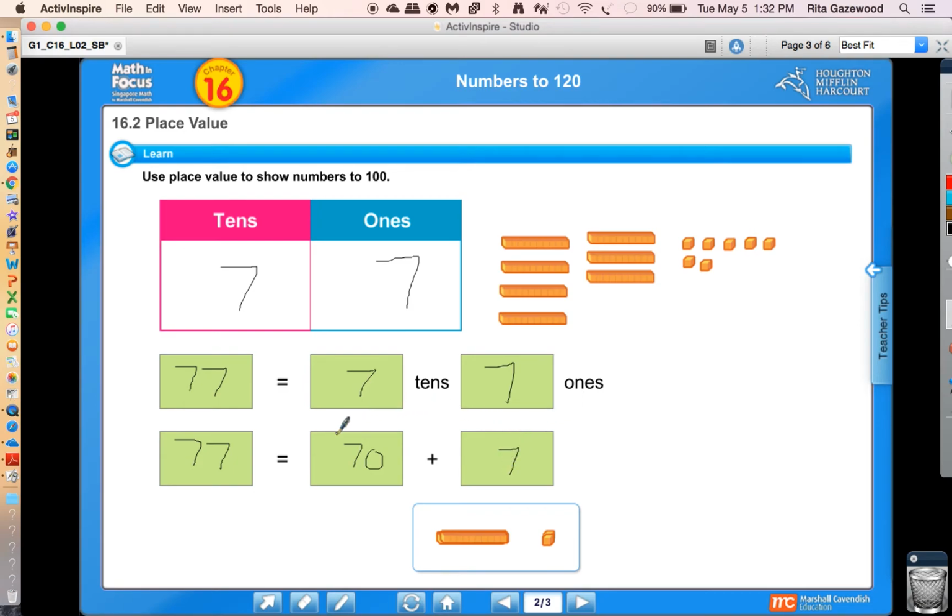Are you starting to notice a pattern here? With the tens, what happens? That's right. 7 tens is the same as 70, so they just put a 0 in the ones place. And the ones, 7 ones is equal to 7, so it just stays the same. All right, let's try it with another number.